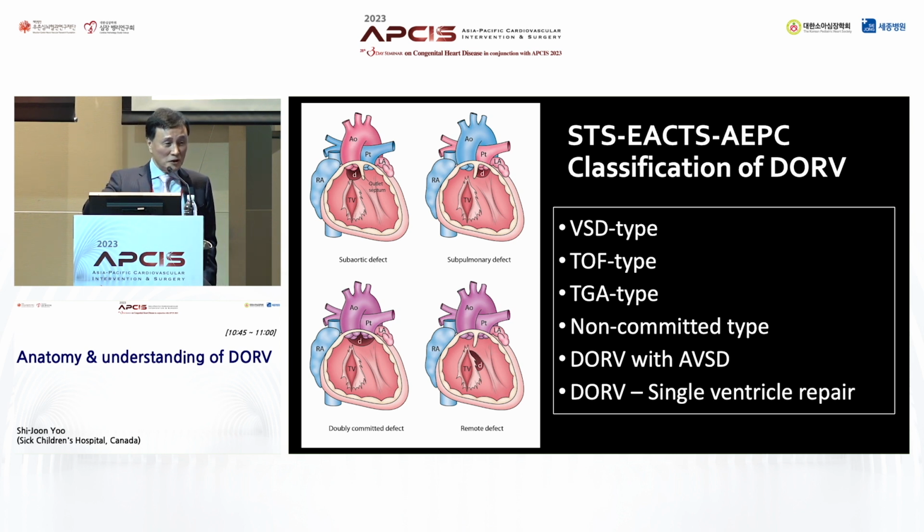And then one thing that we can, as an echocardiographer or CT or MRI physician, give as information to the surgeon is that, oh yeah, you can easily say your classification of VSD type. It can be regarded as TOF type. It can be regarded as TGA type. It is remote VSD, but baffleable to the aortic or pulmonary outflow tract. And then DORV with AVSD or no hope, single ventricle, okay?